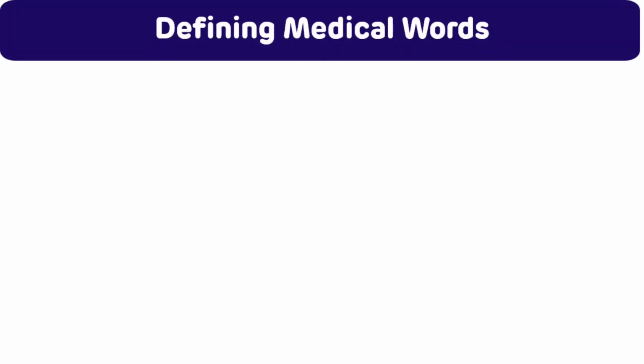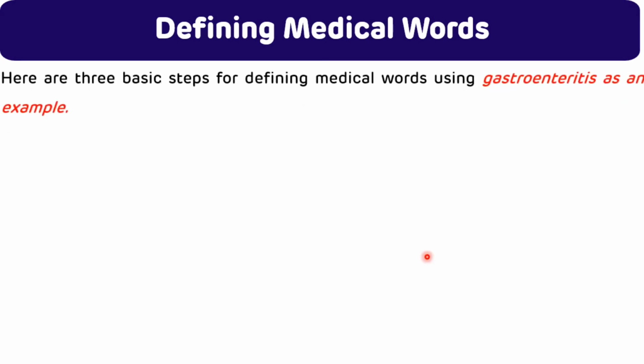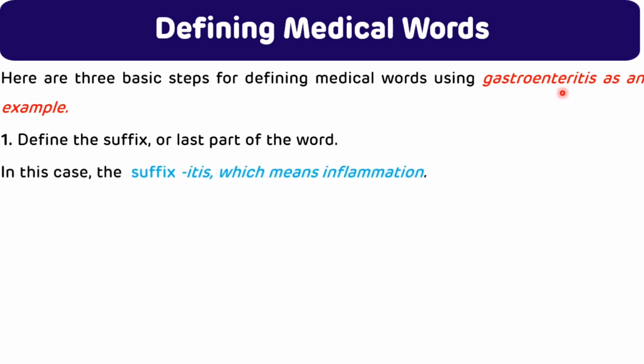That is all about medical word roots, combining forms, suffixes, and prefixes. Now we will see how to define medical words. So here are three basic steps for defining medical words using gastroenteritis as an example. The first one is to define the suffix or last part of the word. So in the word gastroenteritis, the suffix is itis, which means inflammation. And that is the first step.